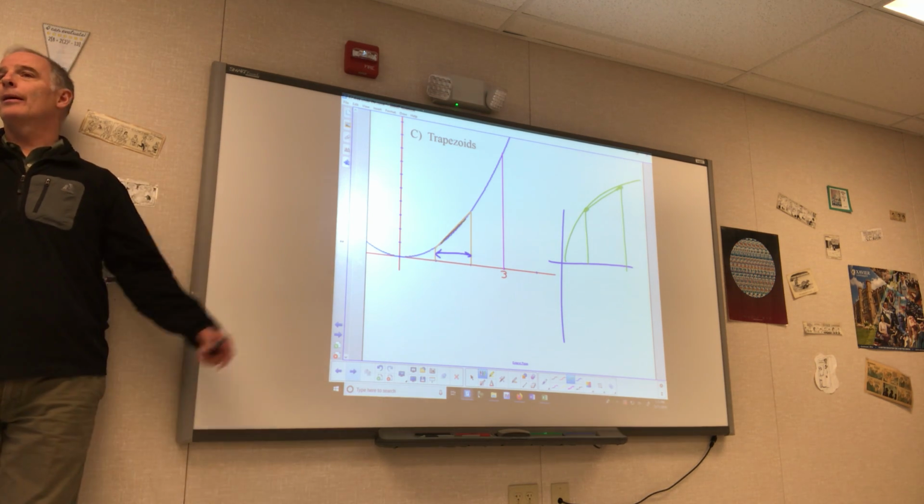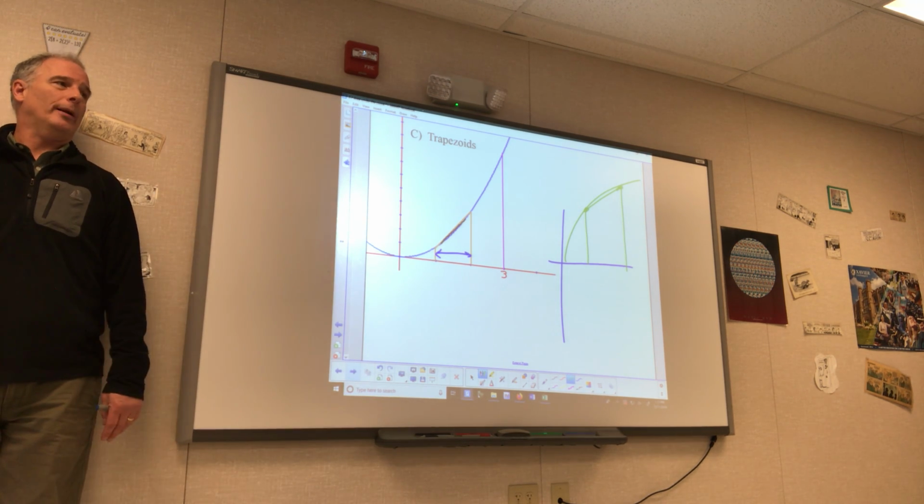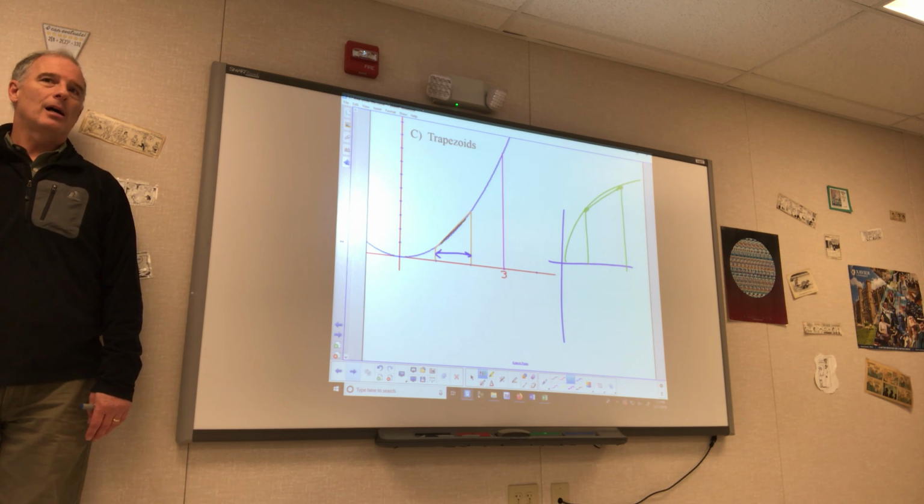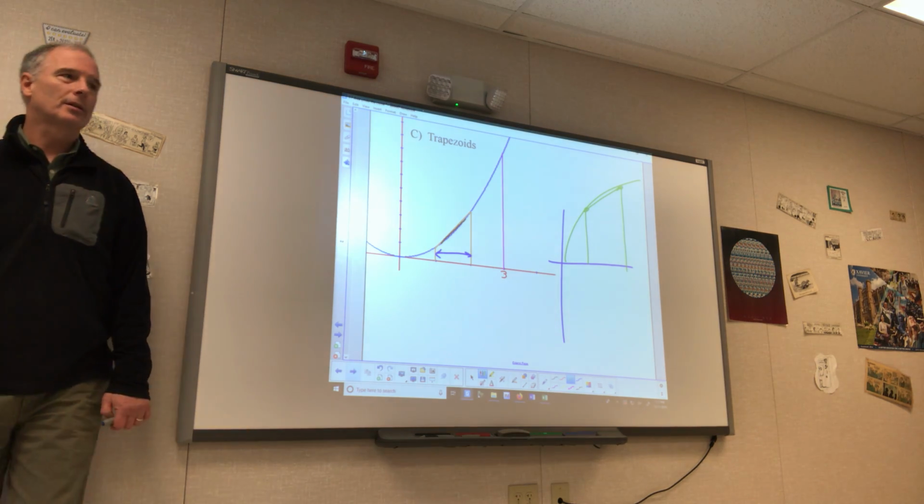Okay, so area of a rectangle, easy: length times width. Area of a trapezoid, oh, come on, geometry students.